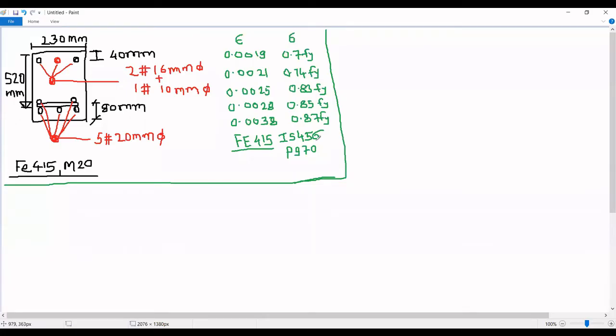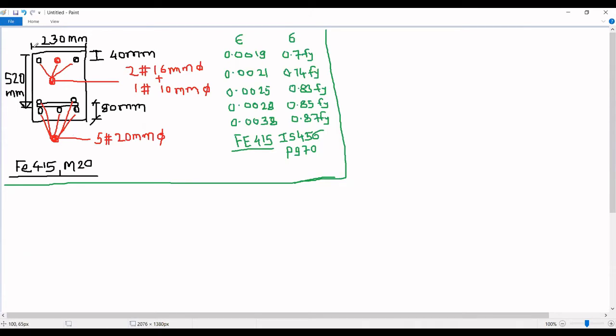Hello viewers. So in today's short video, we are going to deal with the analysis of doubly reinforced beam section that we designed in the last short video. So this is the data that we can retrieve from the design.